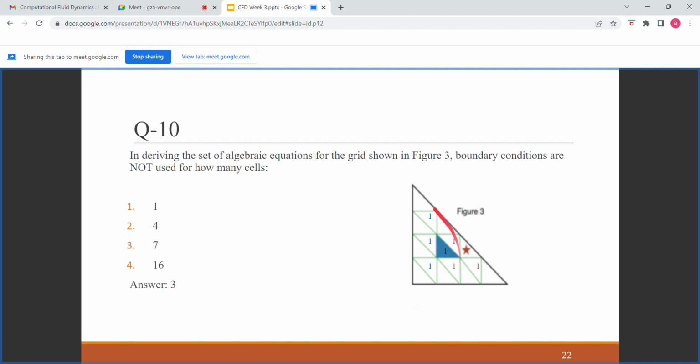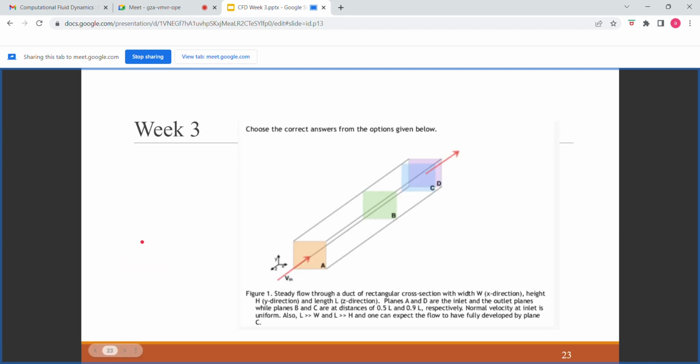So there will be 7 cells that are not using boundary conditions in deriving the set of algebraic equations for the grid shown in figure 3. So this is figure 3, and in deriving the set of algebraic equations for the grid shown in figure 3, we are not using boundary conditions for 7 cells. Next we'll move on to one more case.